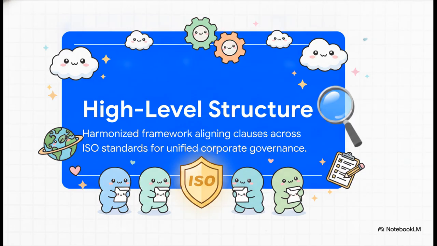This integration is completely made possible by the high-level structure, or HLS. This harmonized framework is adopted across all modern ISO standards, perfectly aligning the clauses for context, leadership, planning, and operations. It is a total game changer. It allows an auditor to evaluate shared elements, like leadership commitment and risk management, across multiple disciplines, all at the exact same time, enabling truly unified corporate governance.